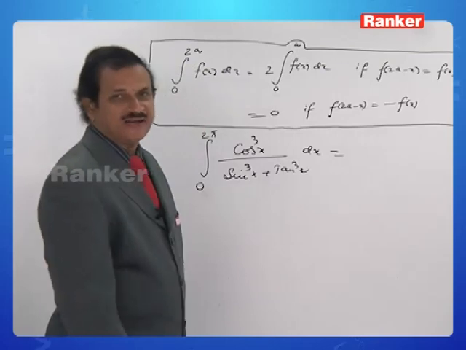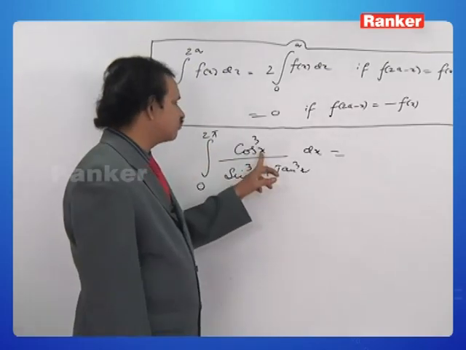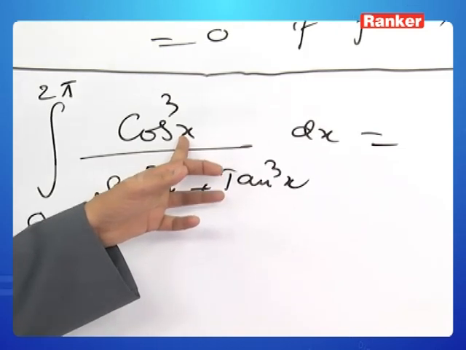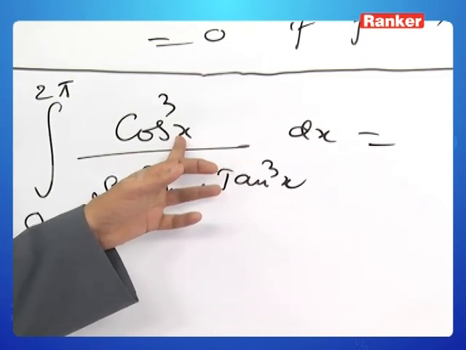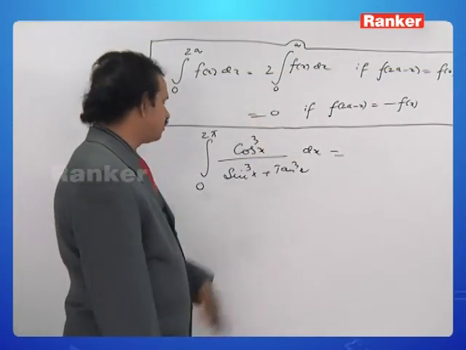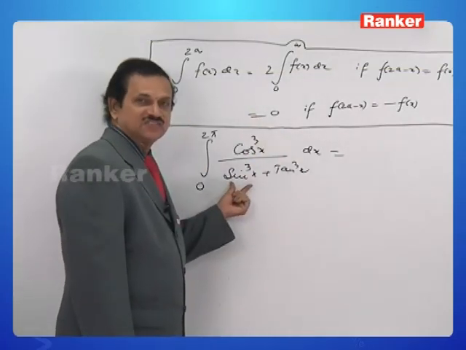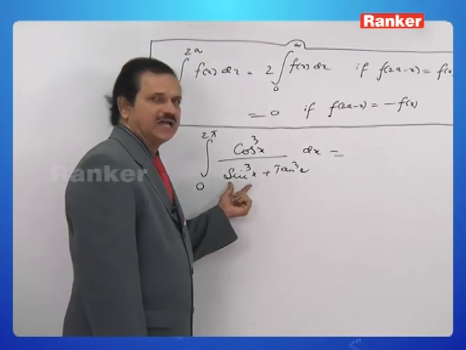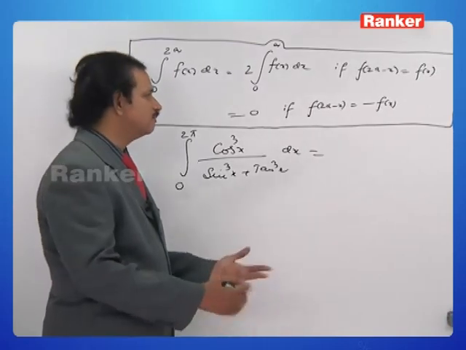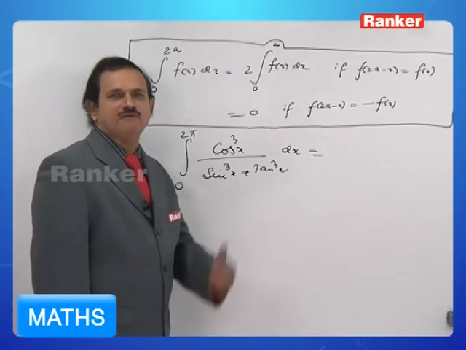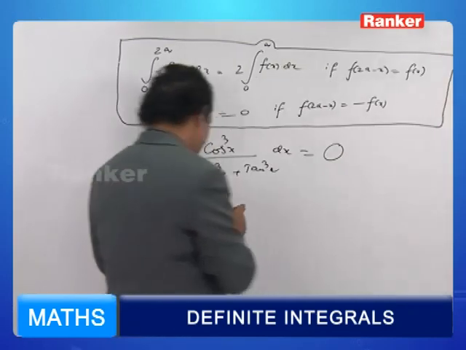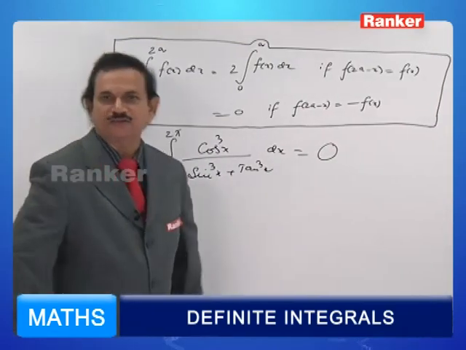Well, upper limit minus x, that is 2a minus x. Cos of 2a minus x is cos of 2 pi minus x, that is in the fourth quadrant. In the fourth quadrant it is positive, so cube, again it is positive, numerator is positive. Sine of 2 pi minus x is minus sine x, cube is there, so it is minus sine cube x and minus tan cube x, hence it will be becoming minus f of x, hence the answer is 0.